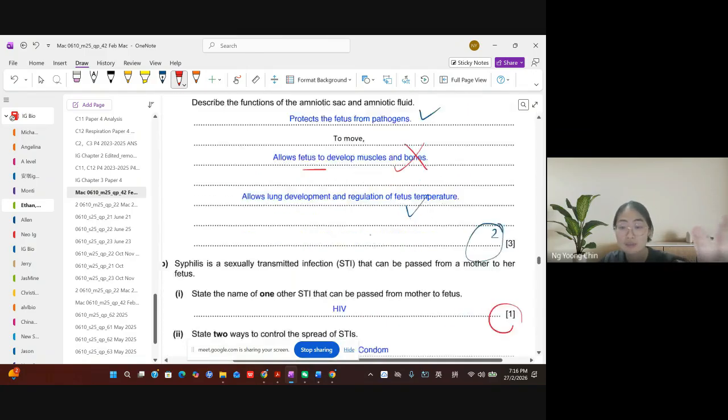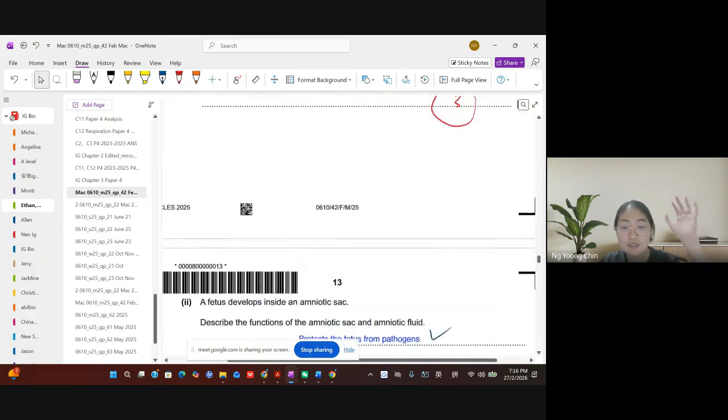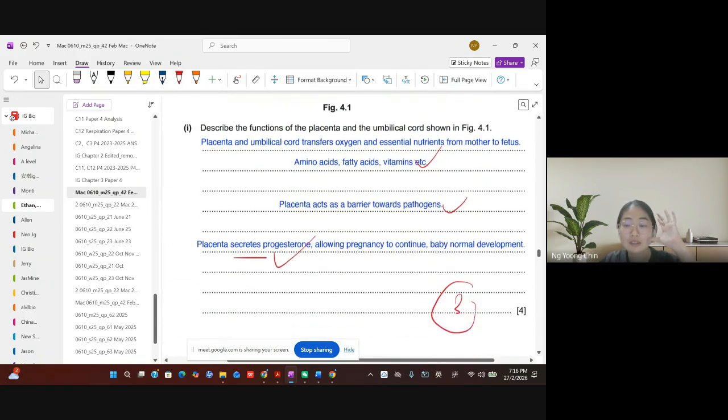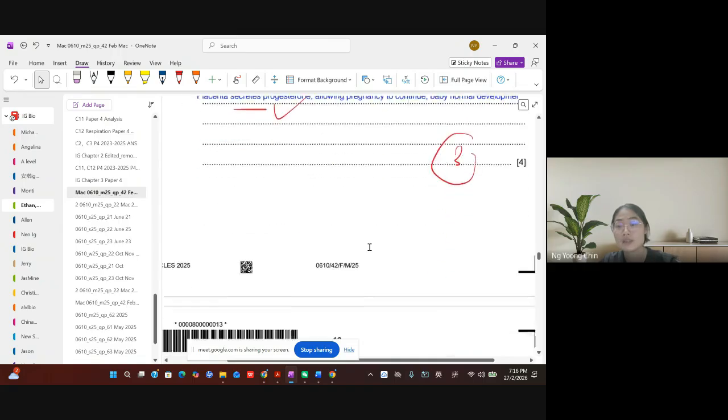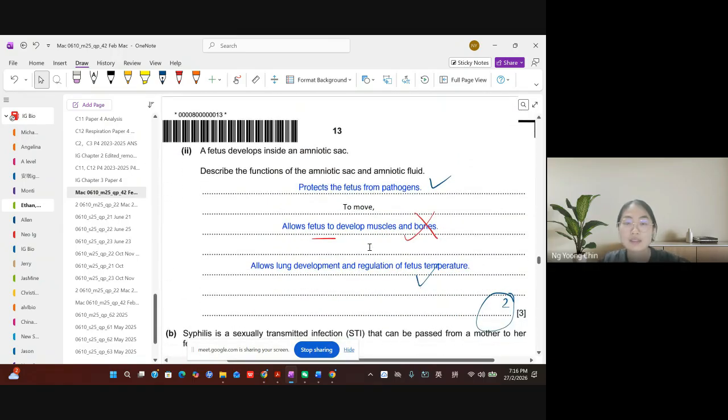Okay, and then this one we discussed before, so just refer to the answer. You're lacking on some points, so that's why you should write the answer which is totally fixed to the point.